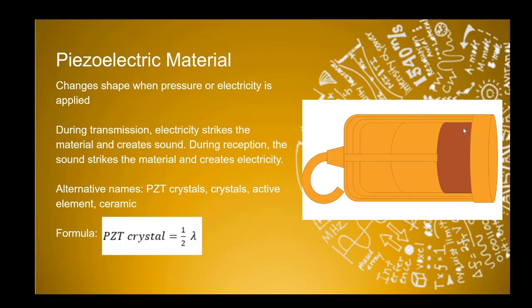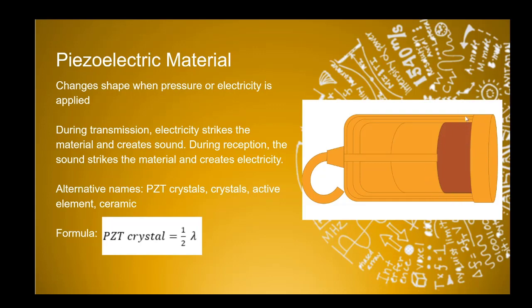So now we're looking at the PZT material, the crystal that sits behind the matching layer. And remember, it changes shape when pressure or electricity is applied. So during transmission, electricity comes in, changes the shape, sound comes out. When sound comes back, it changes the shape again, and electricity comes back into the transducer. Remember that it has multiple names: PZT crystals, active element, the ceramic, the active crystals. I usually just refer to it as the PZT when we are talking in physics.